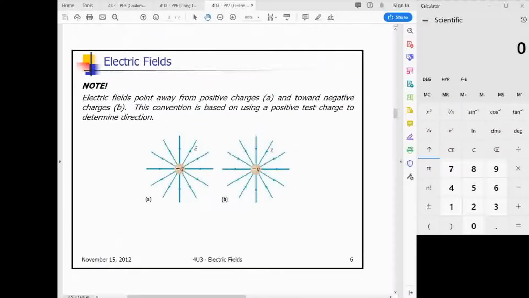So for a positive Q, the electric field, because we always use a positive test charge, we show the vectors coming from a positive charge as being repulsive vectors, and for a negative Q, we show the field lines as being attractive, so they're pointing in.